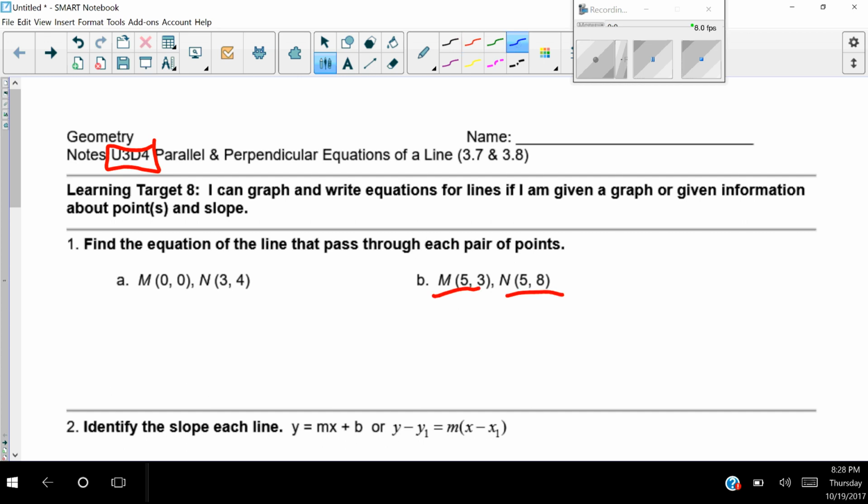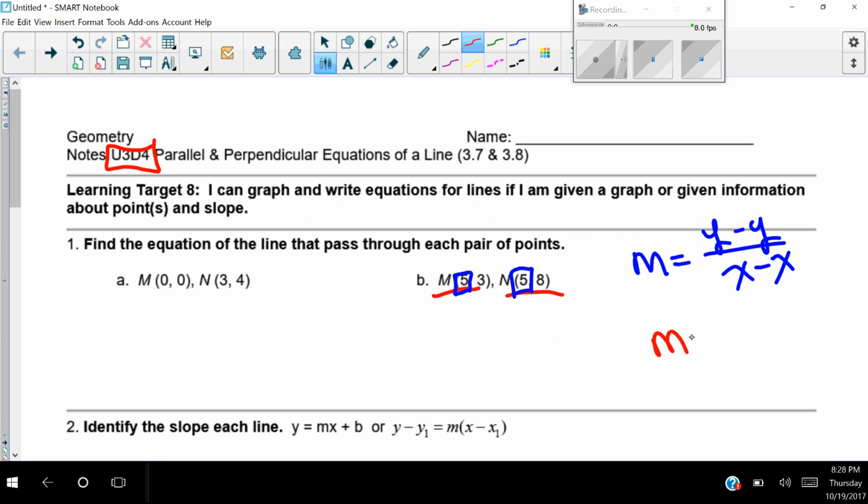I noticed right away that x is 5 on M and x is 5 on N. So that's something really important I want you to see. Our first step is to always find the slope. We need the slope and a point. We're given 2 points, so we need to find the slope, which is y minus y over x minus x. That is the formula for slope.